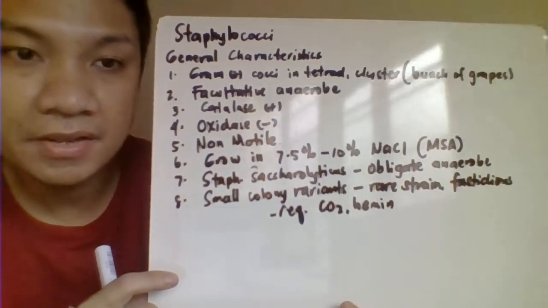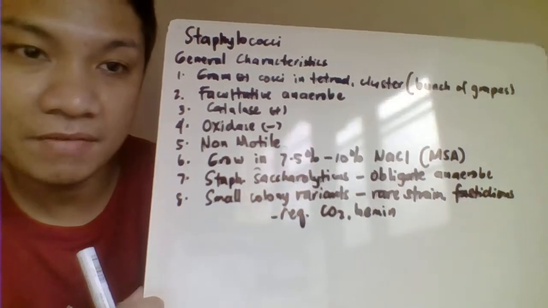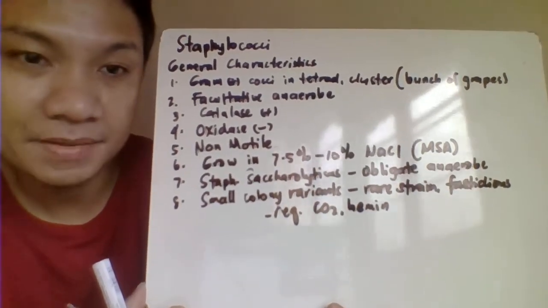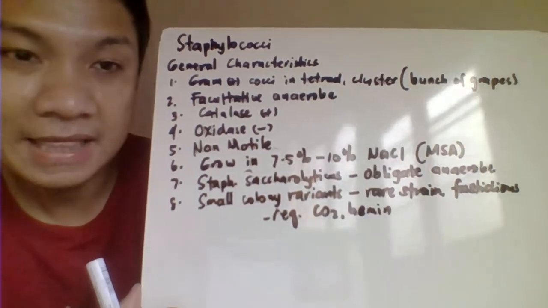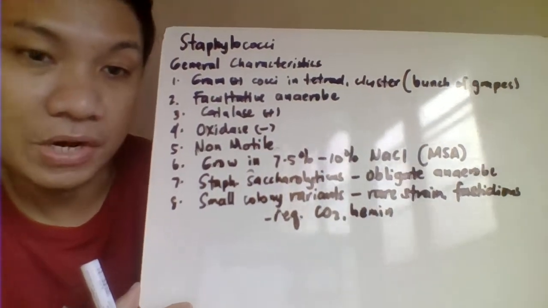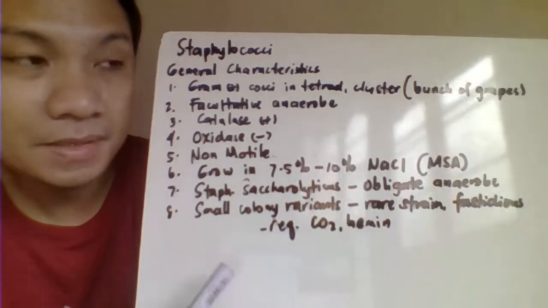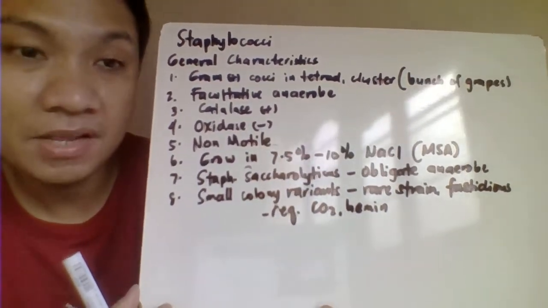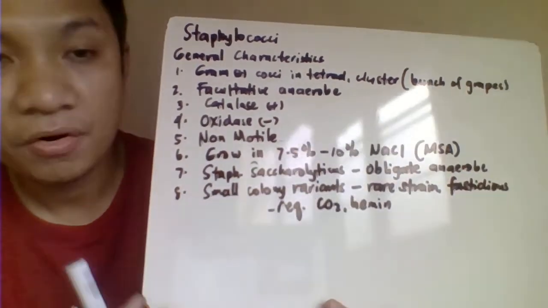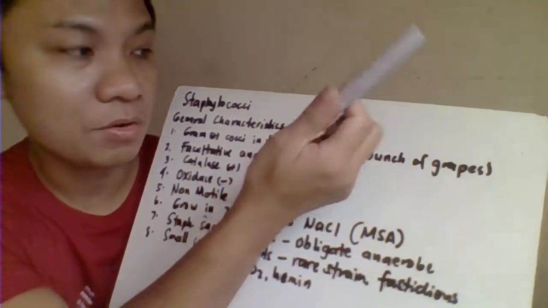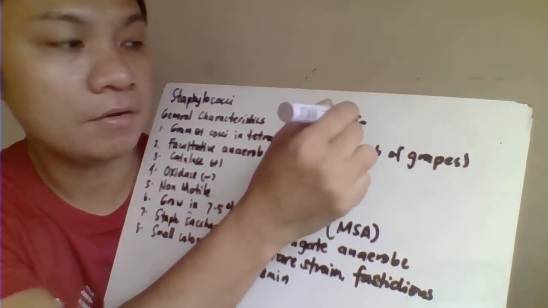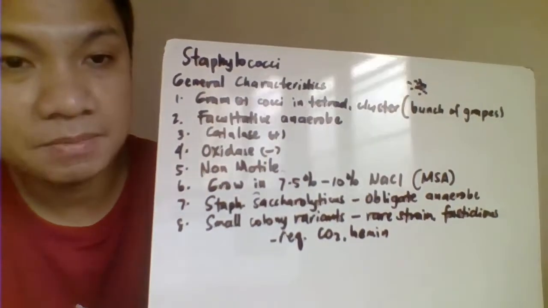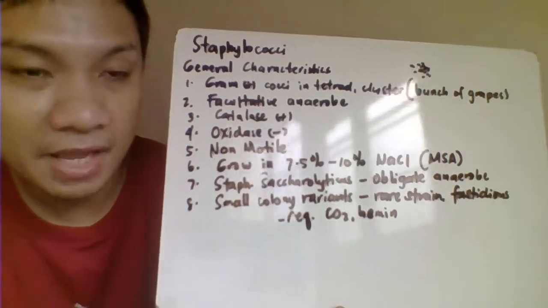So we're going to discuss the Staphylococcus. We start the discussion with your gram-positive cocci in tetrads or even in clusters, your Staphylococcus. It's gram-positive cocci, meaning they are round in shape. They form clusters or a bunch of grapes, so you can see them like this. They group in a bunch of grapes, a grape-like arrangement.